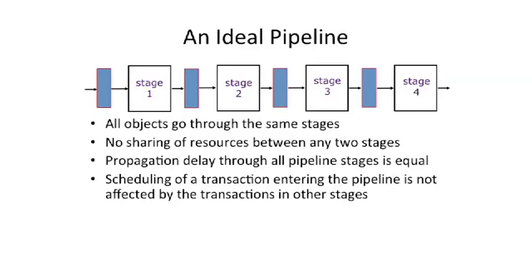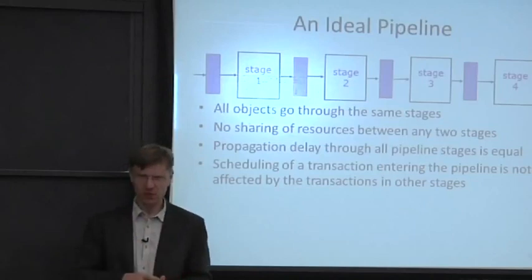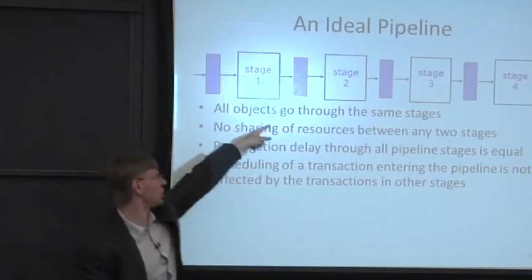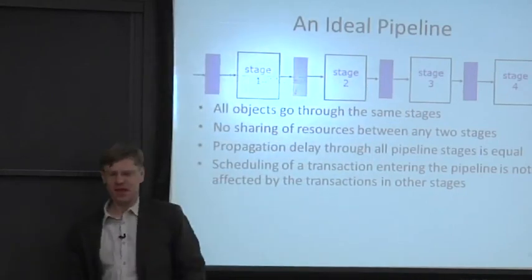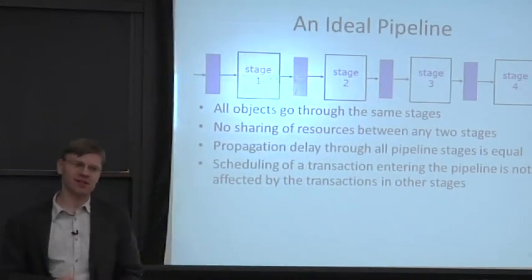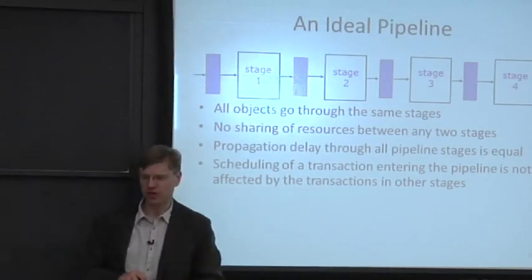So let's think about an idealized pipeline. I have a picture here of an idealized pipeline. What are some of the requisite conditions for an idealized pipeline? Well, first of all, all objects should go through all the stages. Here we have 4 stages in this pipeline. There are no squiggly lines where things come out of the pipeline or go around the pipeline or exit early. That doesn't happen in this diagram. So in an idealized pipeline, you want all of the objects to go through all the stages.